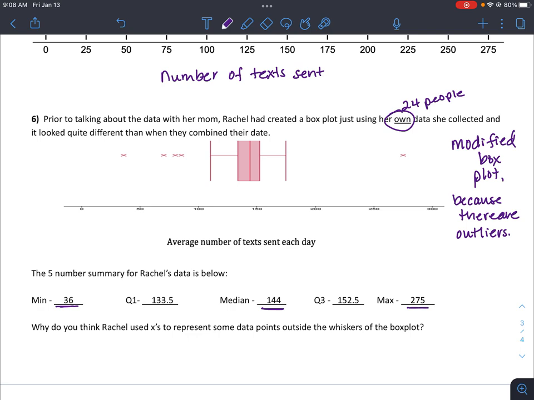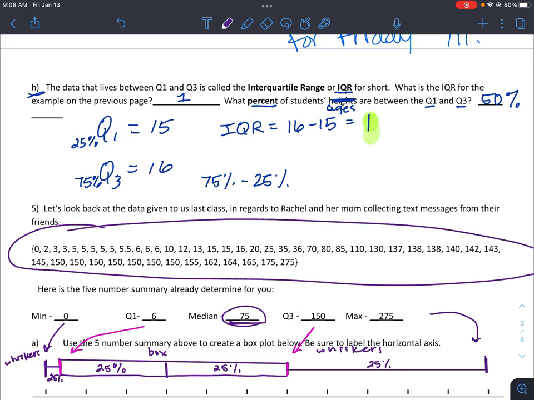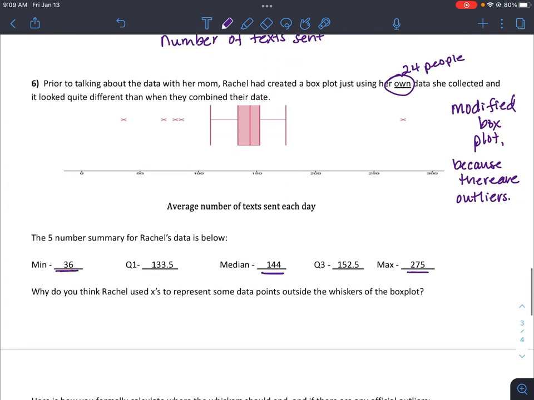Now remember, with all those pieces of information, we don't know who is who. We don't know out of all this information which ones were the answers when Rachel asked people a question or when her mom asked people a question. Okay, so this is why it looks a little different.